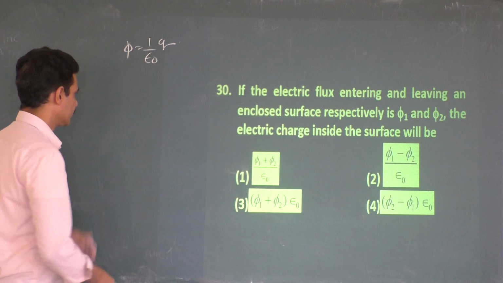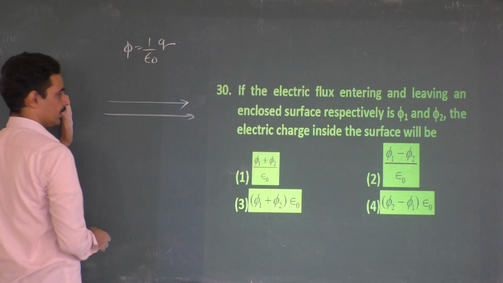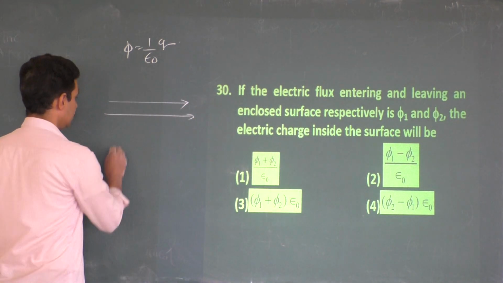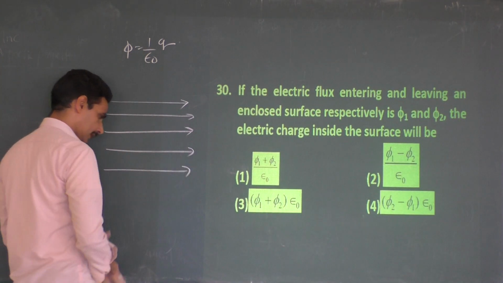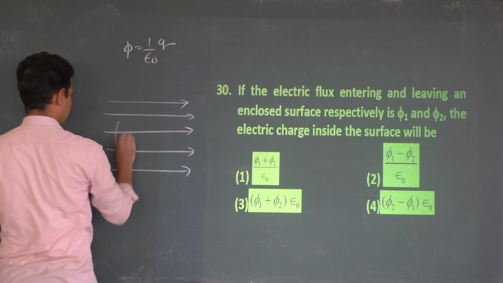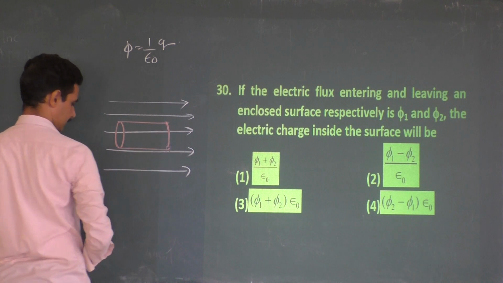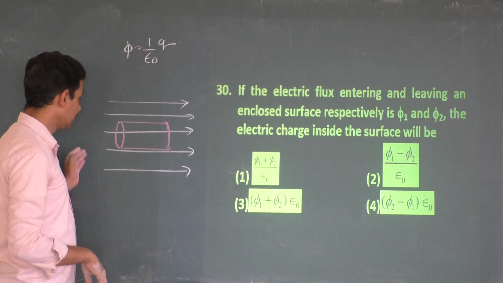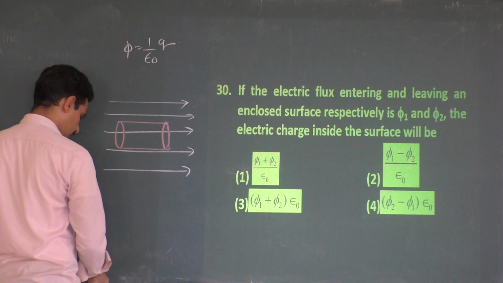Why is it so? Suppose you have an electric field like this. Say you have a positively charged capacitor plate here, negatively charged capacitor plate here. Then the electric field lines are like this, and I will place a cylindrical surface in the electric field like this. This cylindrical surface is not enclosing any charge. There is no charge inside the cylindrical surface. Now the electric field lines are passing through the cylinder. Now how do they pass?